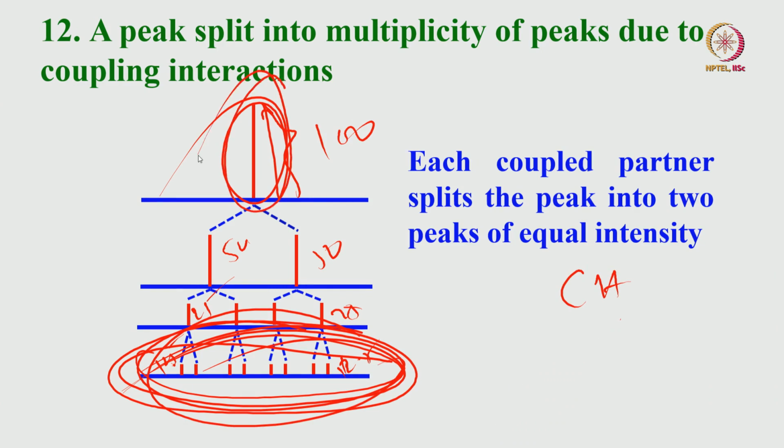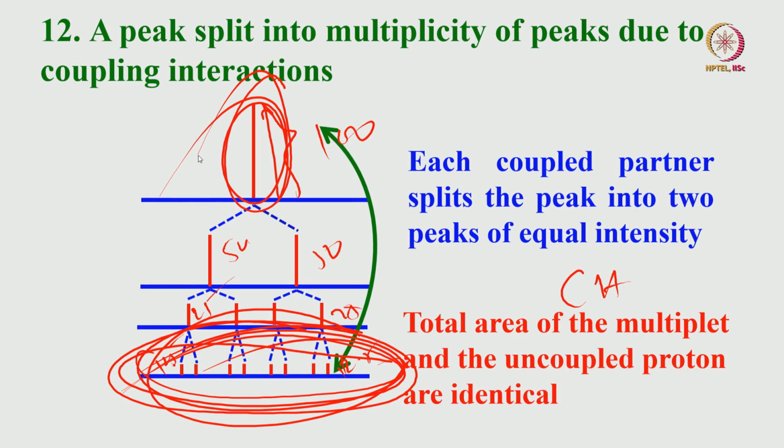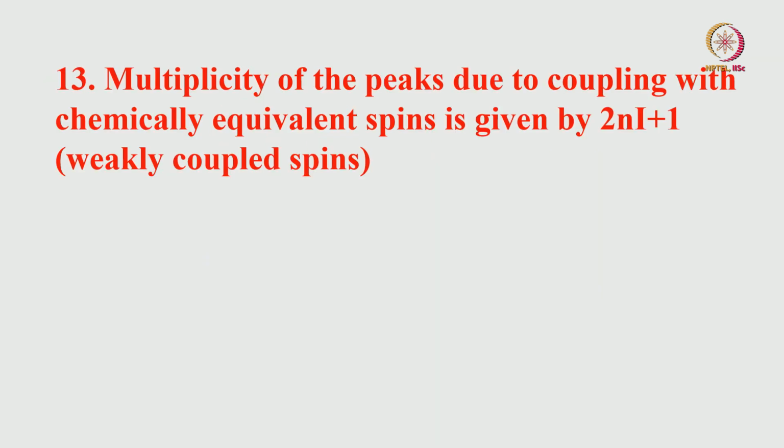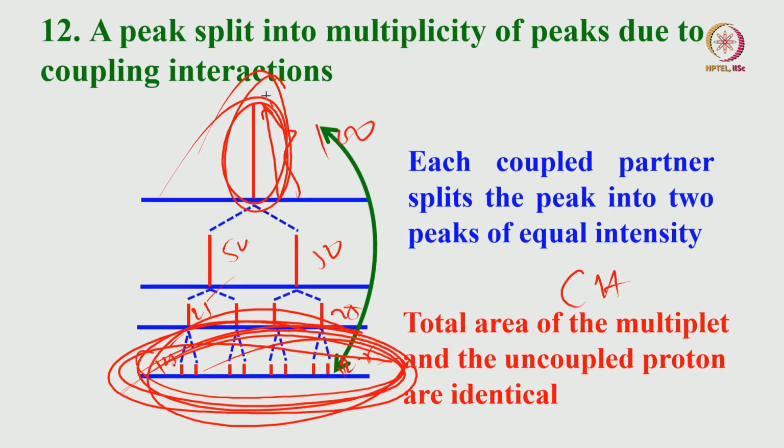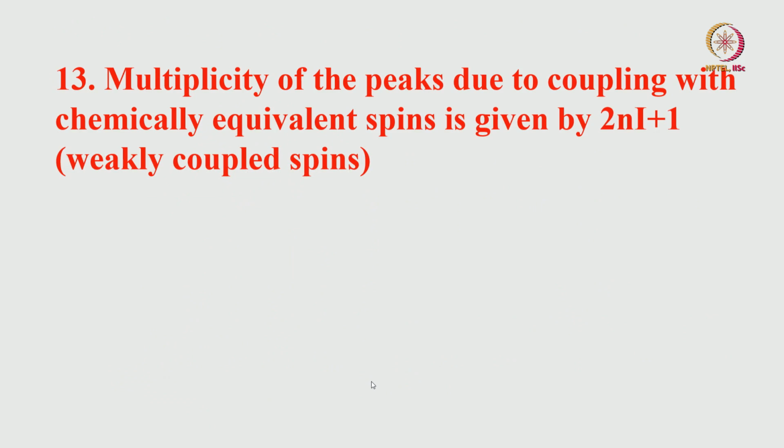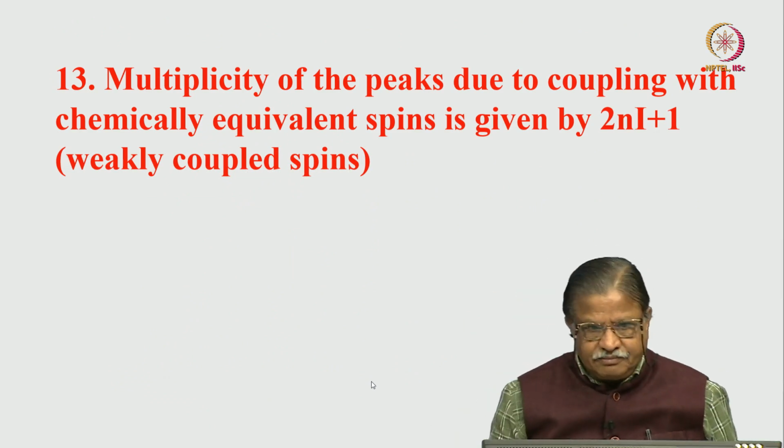So, the multiplicity will be there, but the total integral area of the uncoupled proton and the multiplicity coming because of coupling with other protons remains the same. Remember, the total integral intensity of the uncoupled proton and the multiplicity pattern coming because of coupling with several other protons, the total area remains the same. That is why we can get the proton count if we get the integral area. Is it clear? Now let us go to the next one.